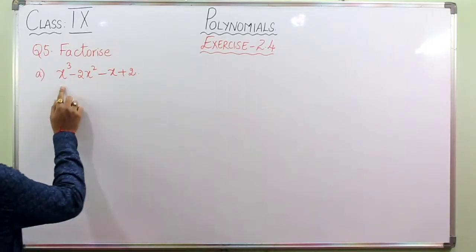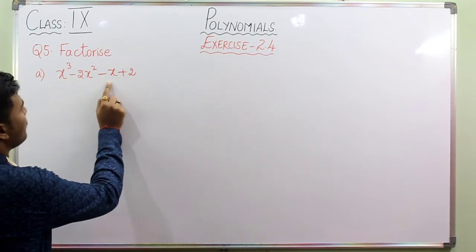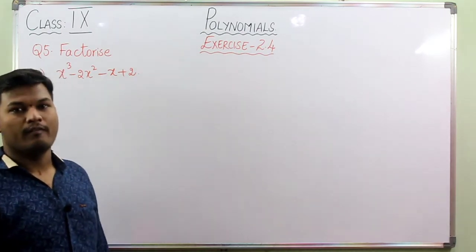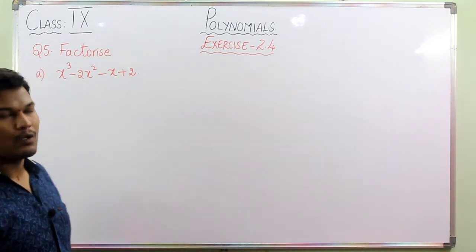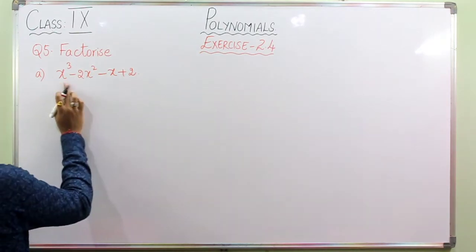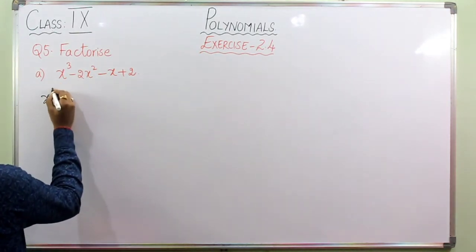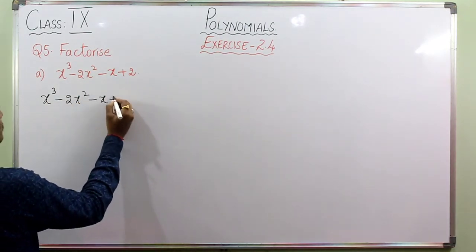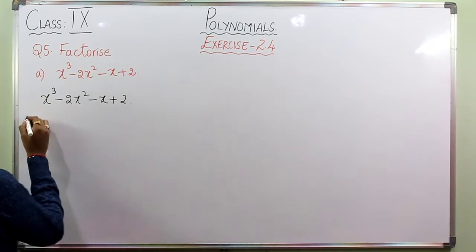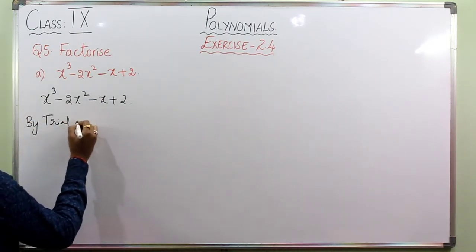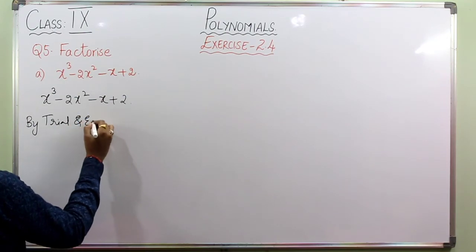Right? Now x cube minus 2x square minus x plus 2. In the previous problems we had directly a quadratic polynomial, so we factorized by splitting the middle term. But here we have a cubic polynomial, that is x cube minus 2x square minus x plus 2. So here we will consider the trial and error method.